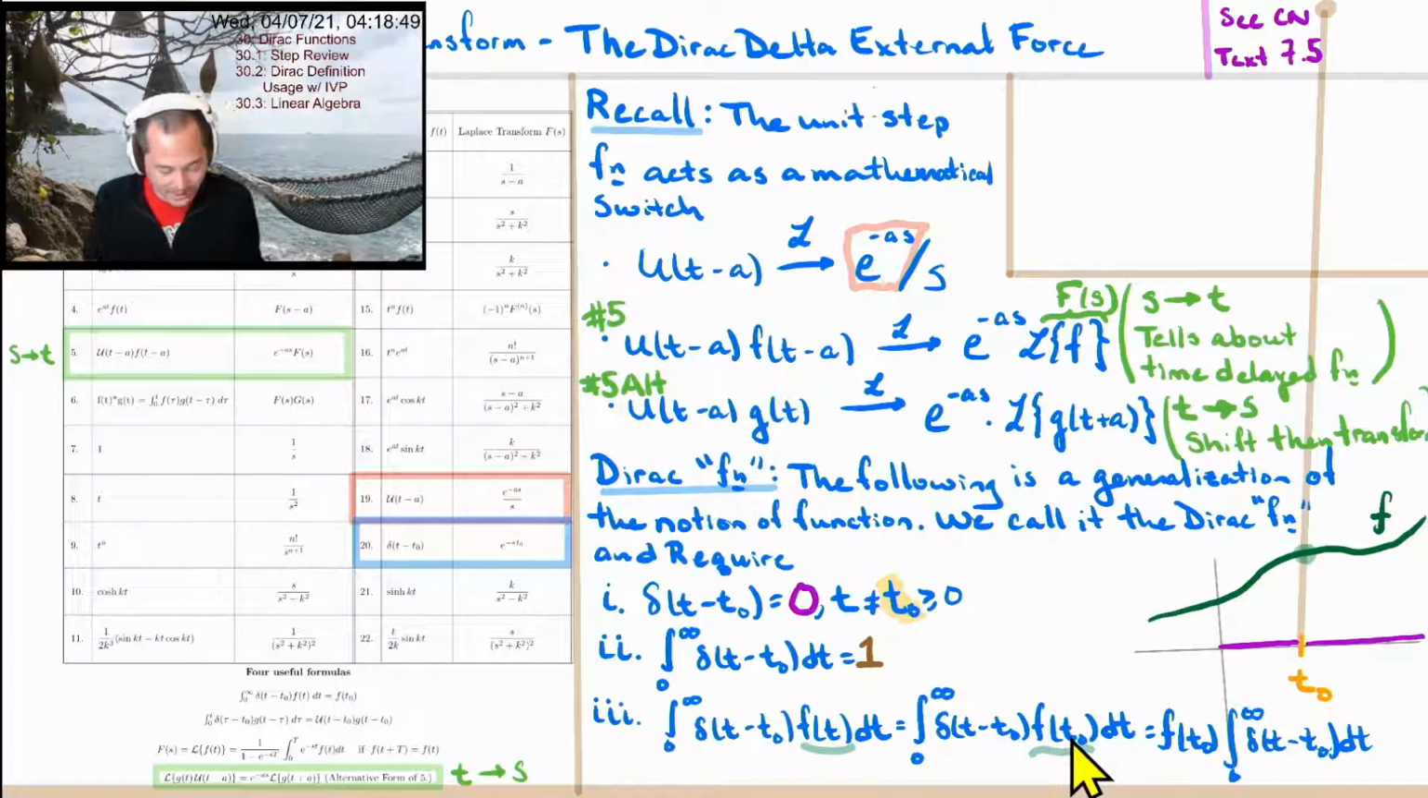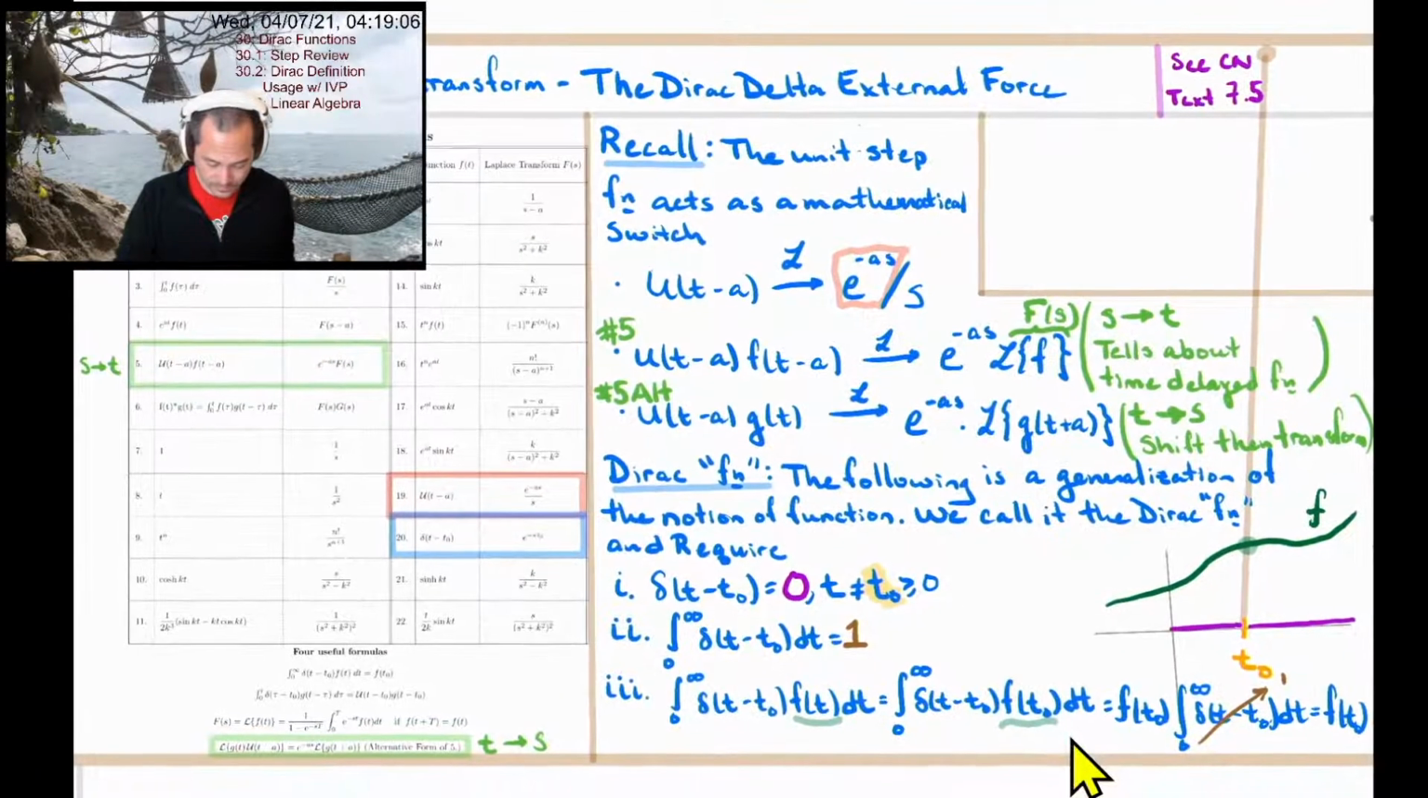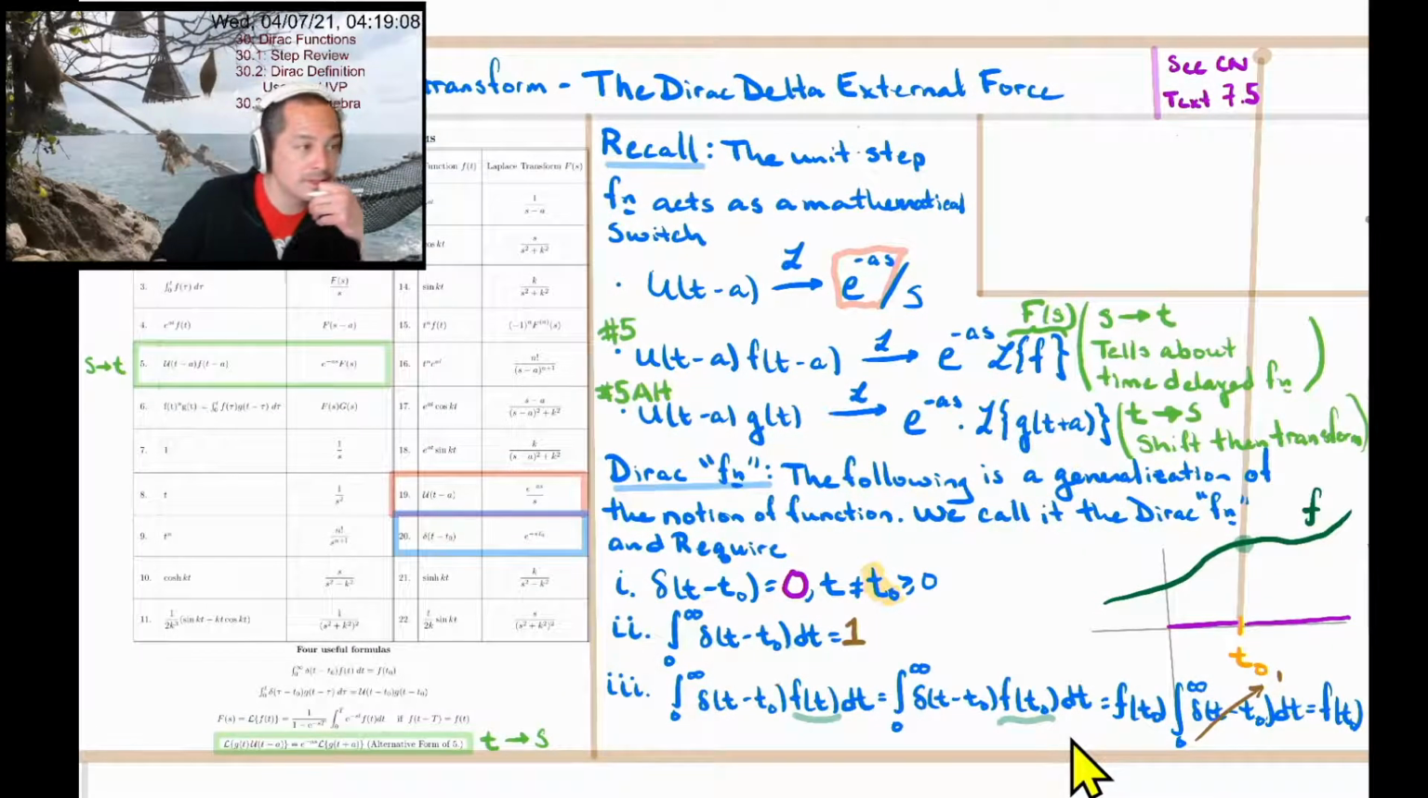But then what did you define this integral to be? You defined this integral to be the number 1. So what comes out of this integral is just f of t naught. And that's what this thing is and does. That's the kookiness. If you want to think about the kookiness physically, it is this.